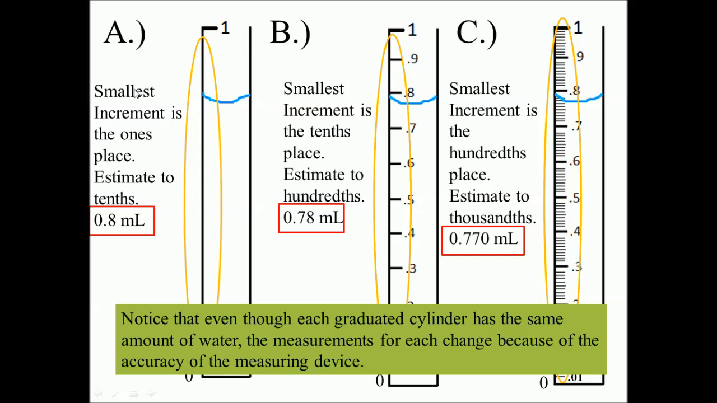So again, notice that even though we have the same amount of water in each one of these graduated cylinders, our answer changes based on the number of increments that there are. So you always have to find your smallest increment and then estimate just one place value further.